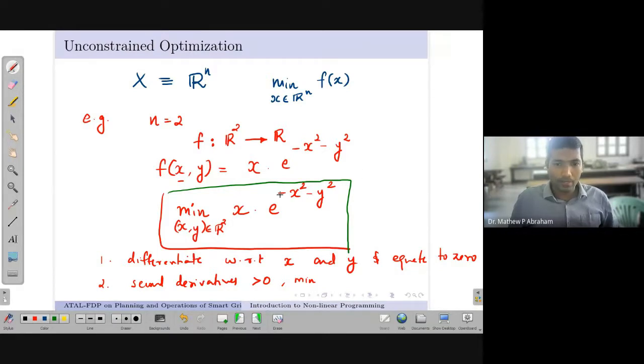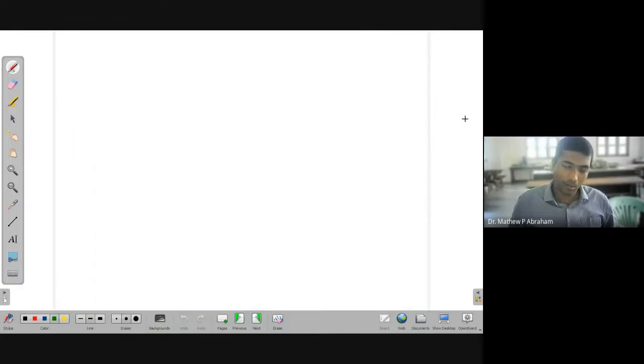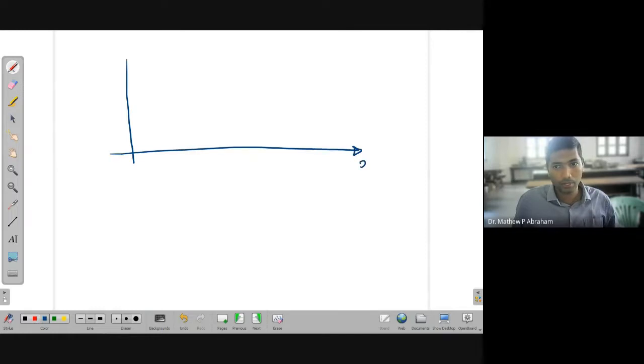Fine. So now we have seen the global minimum. Now I just want to introduce the local minimum as well. If you have a function, I'll try to draw a one-dimensional function. Here you have x, and since it is one-dimensional, you only have f of x. Let's consider a function something like this.